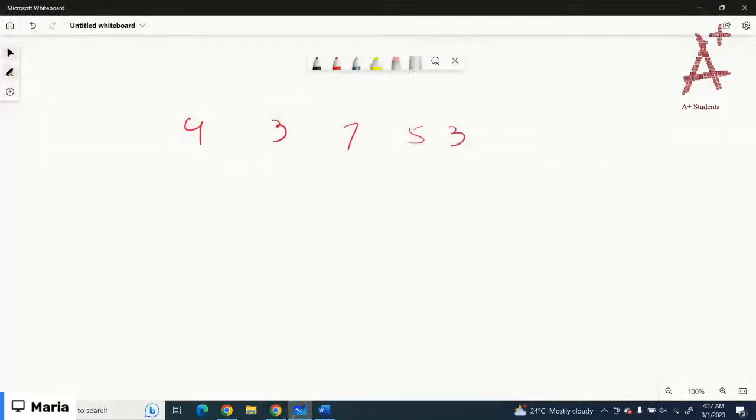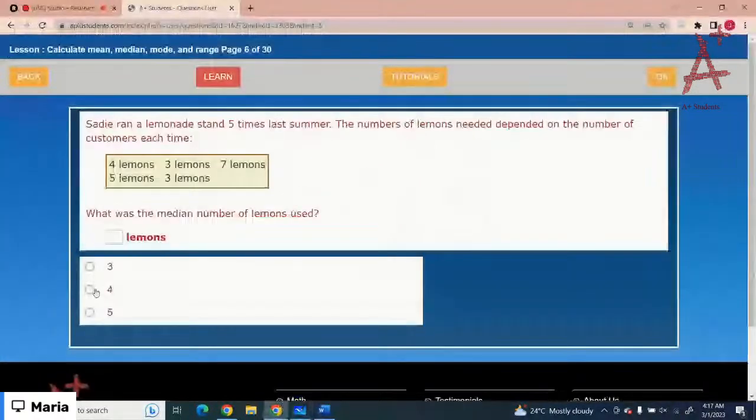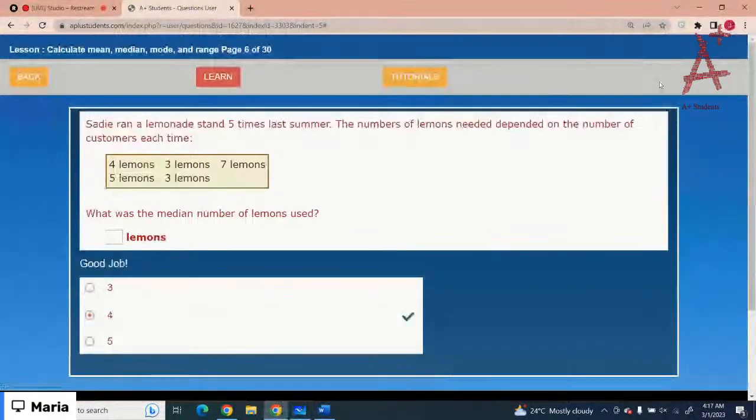Arrange them from least to greatest. The order is 3, 3, 4, 5, and 7. Now just look at the number that is the middle one that divides the data into two equal parts. So here you have 3, 3, 5, 7, and 4 is the middle number that divides the data into two equal parts. That means 4 is the median of the data. Got it? So the correct option is 4. Just select the correct option and click on the OK button.